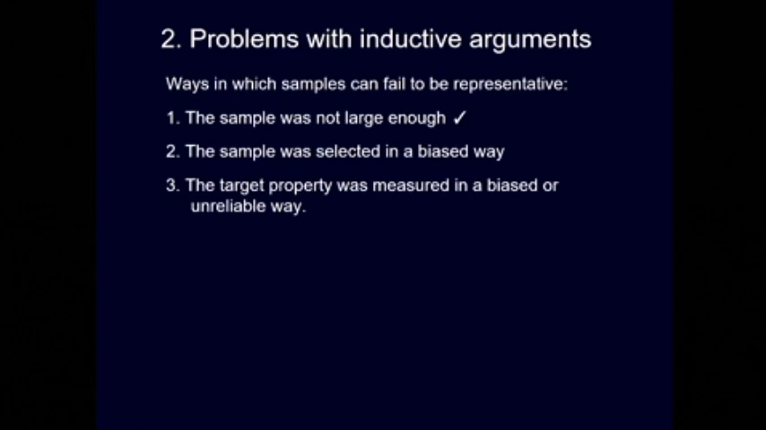So when I was talking about arguments based on samples, I said for an argument like that to be a good one, the sample has to be representative of the population. And we started talking about ways a sample can fail to be representative. One way is if the sample size is too small. Smaller samples are more likely to be unrepresentative.